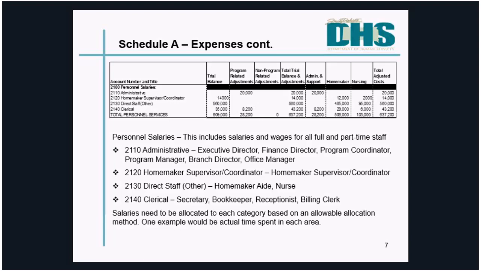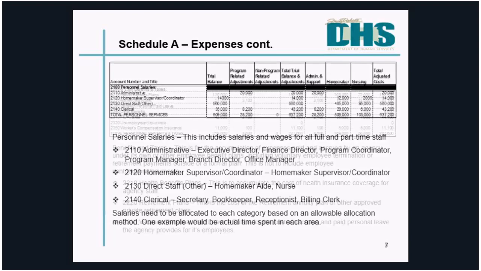Personnel salaries. As you can see, this includes salaries and wages for full and part-time staff, for your administrative, your homemaker, supervisor, coordinator, your direct care staff, and your clerical staff. Bookkeepers, if you have an individual on your staff that you pay directly, not a fee for service, they would be included here. If you have an accountant that you use on a fee for service, there's another section in the cost report for those. The salaries need to be allocated to each category based on an allowable allocation method. Actual time spent in each area is one example, and a very accurate method of allocating the salaries.